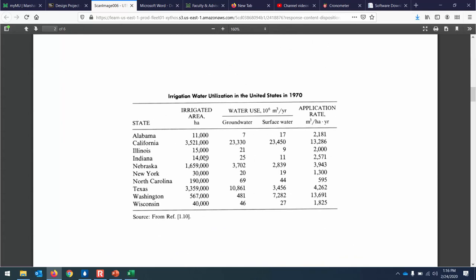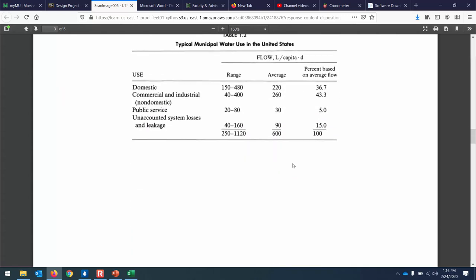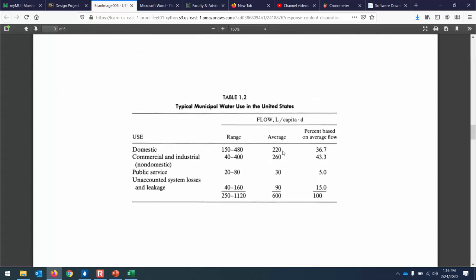Here is some irrigation water use. Here's a table that shows water demand on a per person basis. And so look at the units of this. This is the average municipal water use for domestic, and so that means in a household. The average in the United States is 220 liters per person per day. But that's the average in the United States.